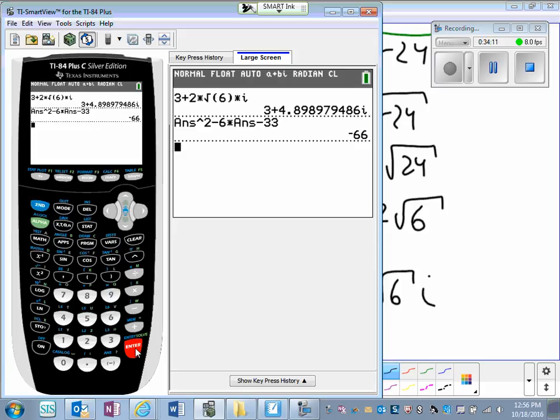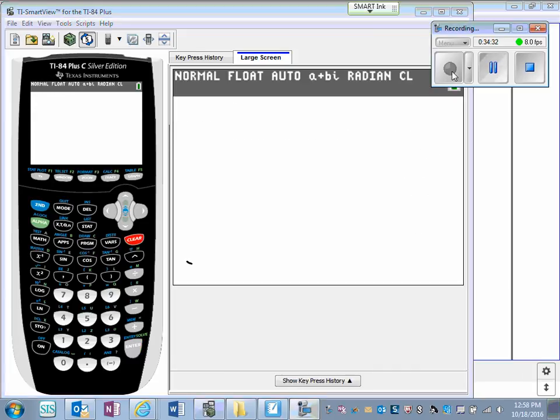Interesting. 2 times square root of 6 times i plus. The answer didn't work. Is it? I'm using something wrong in the calculator. I'm sure I'm doing something in the calculator, right? And 3 plus 2i square root of 6. 3 plus 2 square root of 6i. Okay, that's one of the answers that you have, right?